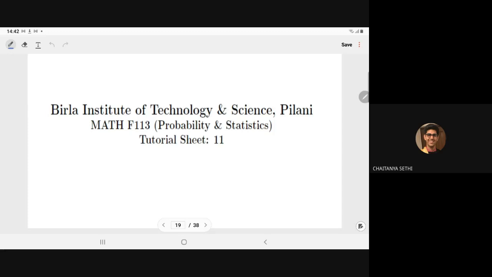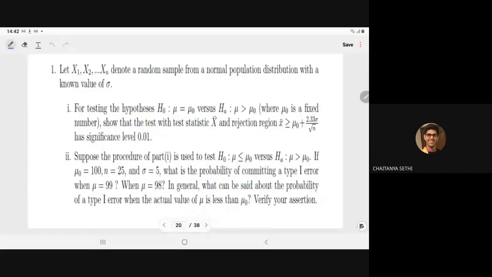Now next is tutorial sheet 11. In tutorial sheet 11, question number 1 is: let x1, x2, up to xn denote a random sample from a normal population distribution with a known value of sigma. So first, the population is normally distributed and sigma is known. That is important. It means we have to apply the Z distribution.